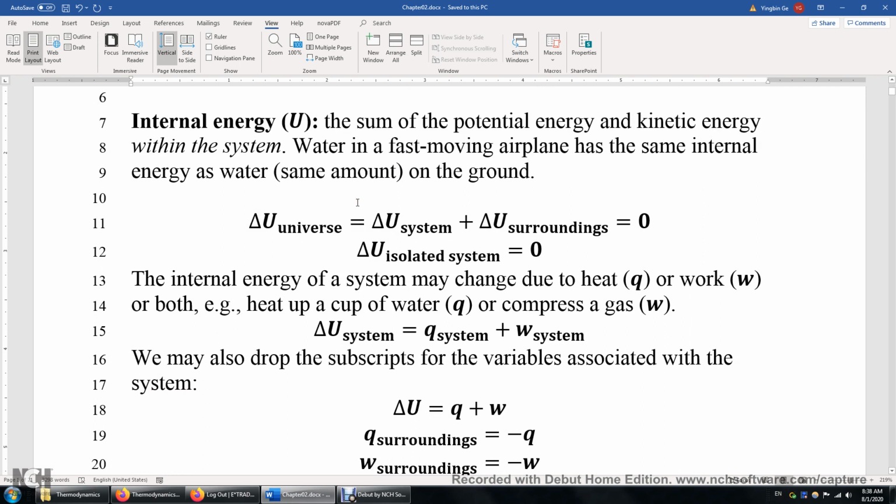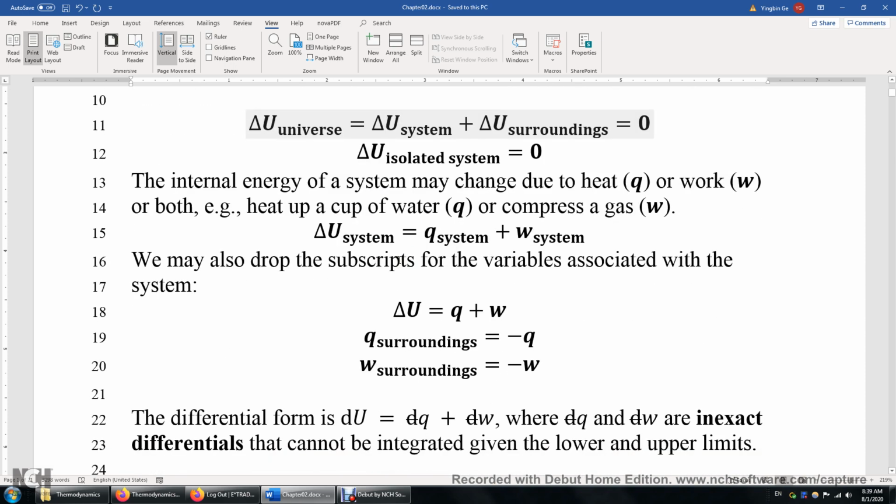Because of the first law, we know the change of the internal energy of the universe is always zero. Therefore, the change of the internal energy of the system plus the change of the internal energy of the surroundings is zero. And similarly, the change of the internal energy of an isolated system is zero. If a system is not isolated, it can be an open system or a closed system. The internal energy of such a system may change due to either heat or work.